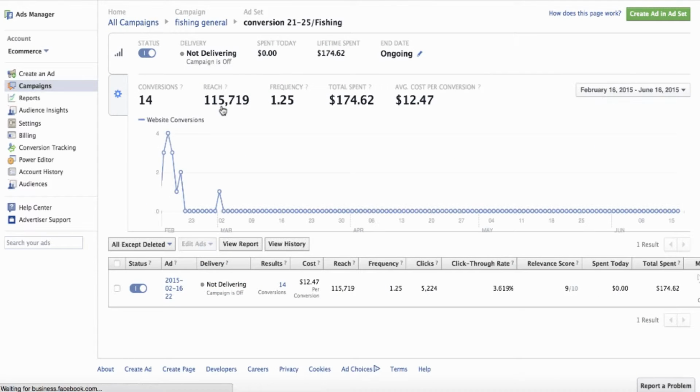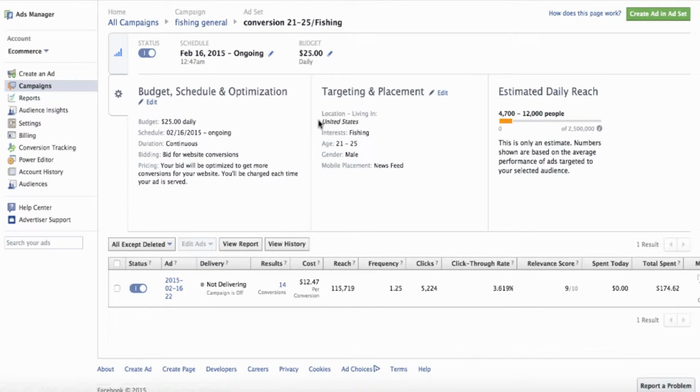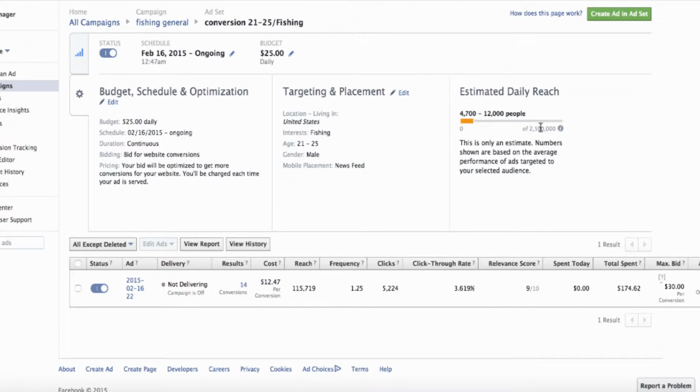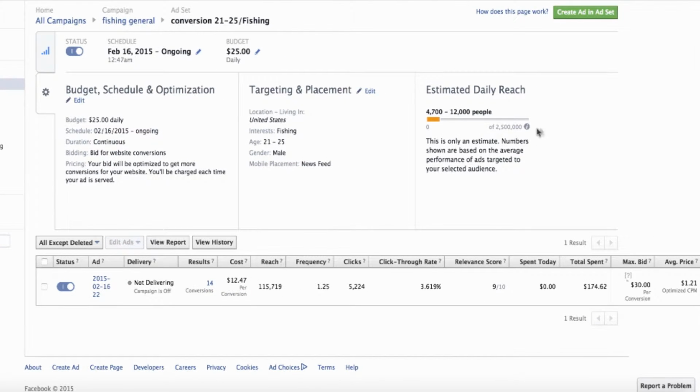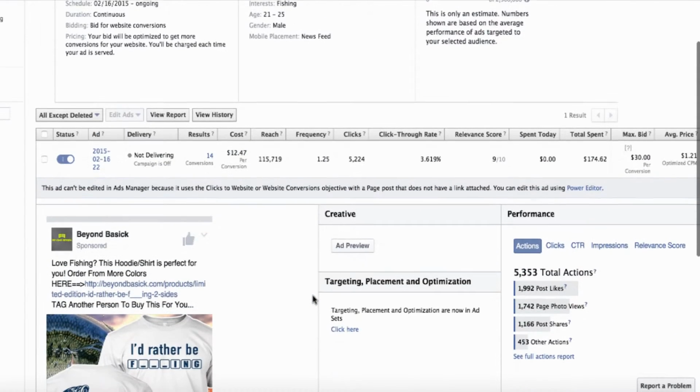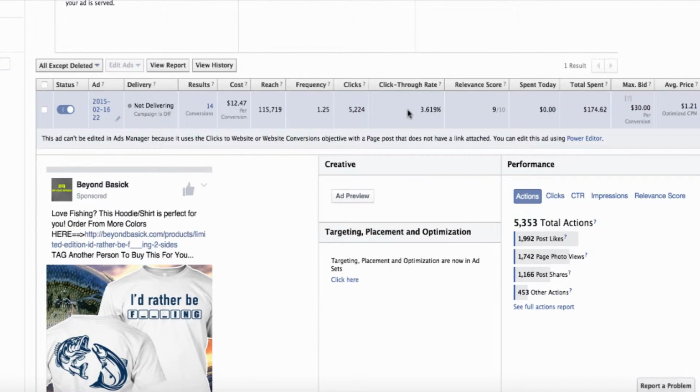This is the broad interest fishing, ages 21 to 25, and really just broad interest fishing. Now, my estimated daily reach you see here, and you see the potential audience size is about 2.5 million people. Let's take a look at what happened. Okay, and so you see my click-through rate's about 3%, frequency 1.25. My reach, however, is 150,000 people, and my OCPM is about $1.20.